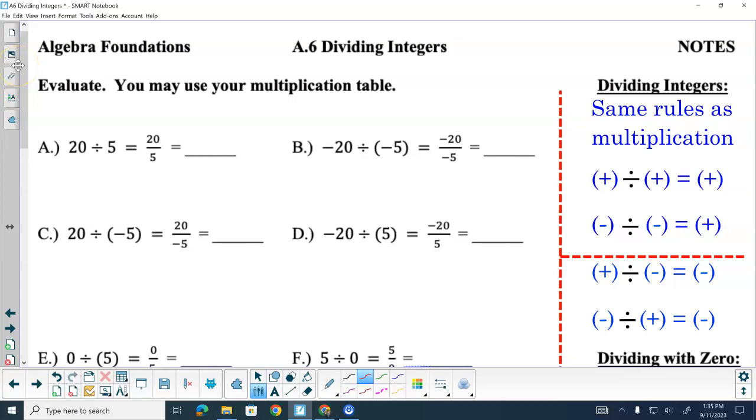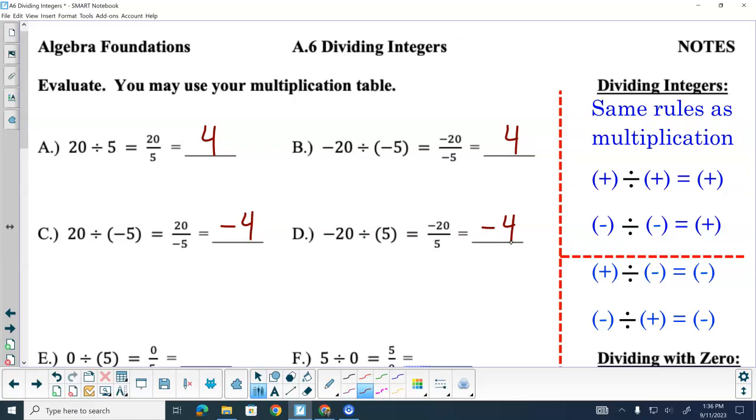So positive 20 divided by a positive 5: positive divided by a positive is going to be positive 4. Negative 20 divided by negative 5: negative divided by a negative is still going to be positive 4. When the signs are different, then it becomes negative 4. Doesn't matter which one's negative, as long as they're not both negative. It's negative.